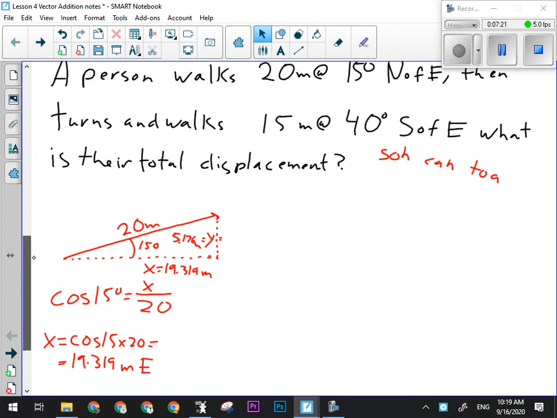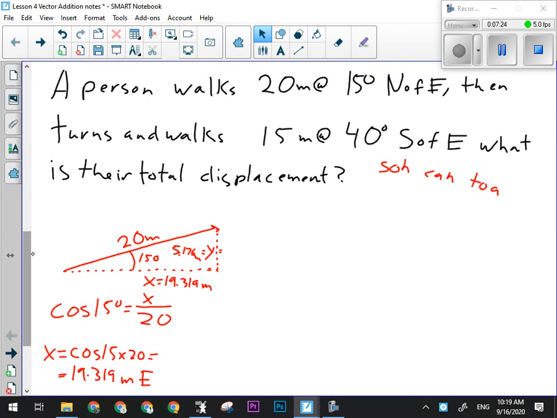Now, the second vector says that they turn and walk 40 degrees south of east, 15 meters. So once again, my reference direction is east. And where do I want to draw the next vector? We always draw vectors, something to something. Tail to head, yeah. So I'm putting the tail of the second vector on the head of the first.